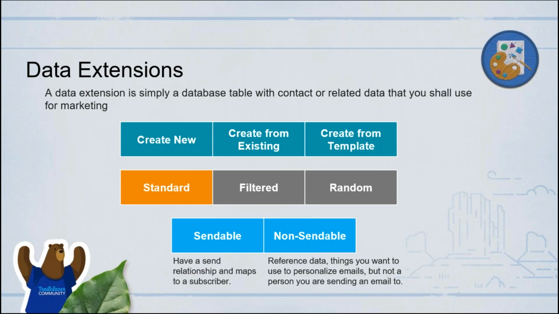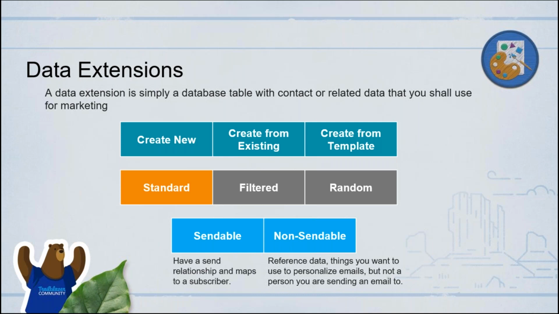Most of the time, you would actually be creating the standard DE, as you see here. And there are two other ways that you can create it, called random or filtered, and that's more for segmentation, okay? Let's say you have a data extension already with a bunch of contact records, and you want to filter that based on some criteria, or randomly take a small segment of it, right? So you can create that as well, okay?